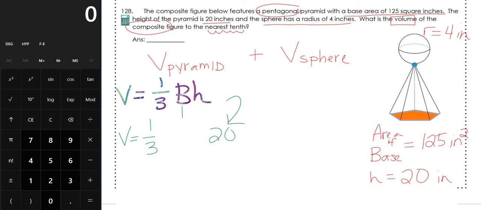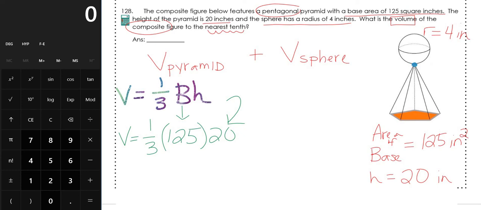Now, big B, remember, stands for area of your base. In this case, our base is a pentagon. I could potentially have to do a lot of work to figure out the area of that pentagon, but luckily in this problem, they just told me. They said your area for your base is 125. So very straightforward. They gave me big B. It's 125. That saved me a lot of work.